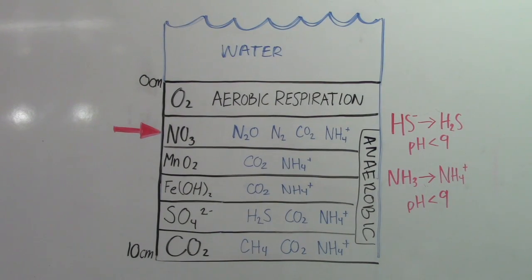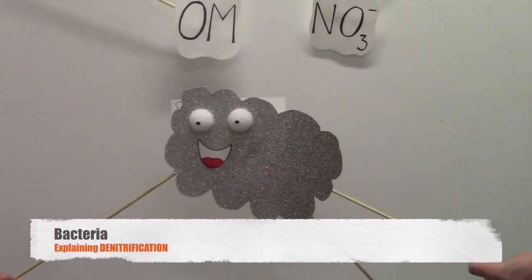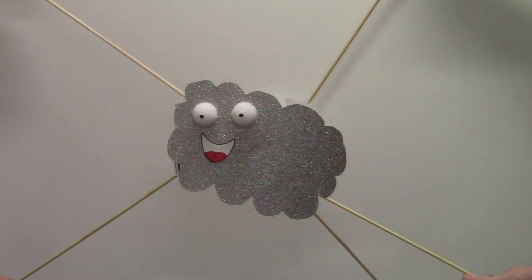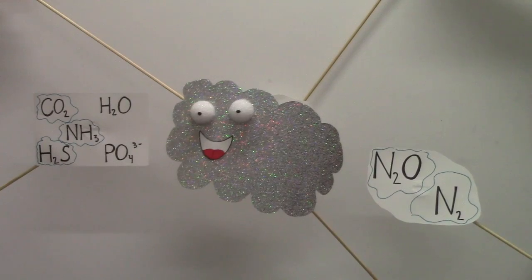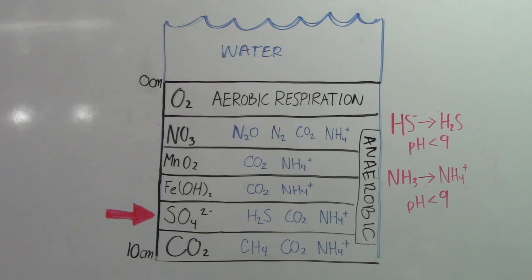Once all of the oxygen is gone, bacteria can partake in several different forms of anaerobic respiration. Denitrification occurs when organic matter is broken down with nitrate used as the electron acceptor. Dinitrogen and nitrous oxide are produced along with the other byproducts, and similarly ATP. Once nitrate is used up, bacteria can use the next most electronegative atom available.